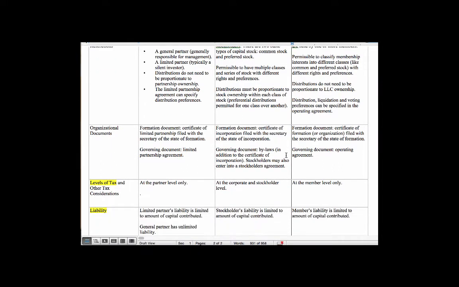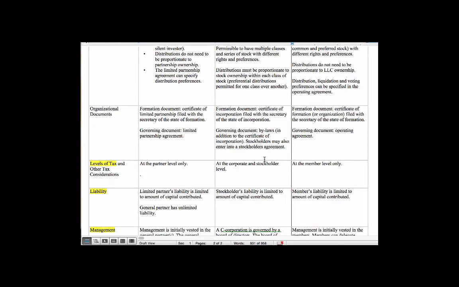Of course, the documents that are specified in order to create these different forms of entity are different, but again, not terribly so. There's not that much of a difference between a certificate of formation for a partnership and a certificate of organization for an LLC, or even for that matter, a charter for a corporation. But they do have their own individual idiosyncrasies that you are aware of.